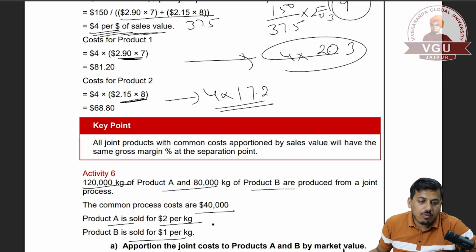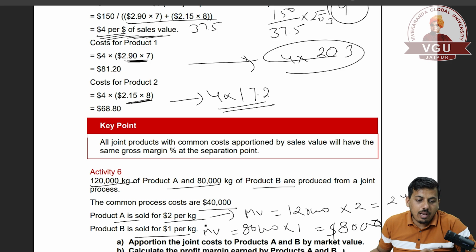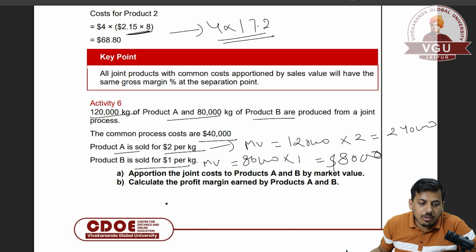So what we will do, we will calculate the total market value. For product A, we are making 1,20,000 kg and at $2 per kg, the total market value is $2,40,000. For product B, the market value is 80,000 multiplied by 1, so $80,000 is the market value for product B. Now we want to calculate the cost for product A.